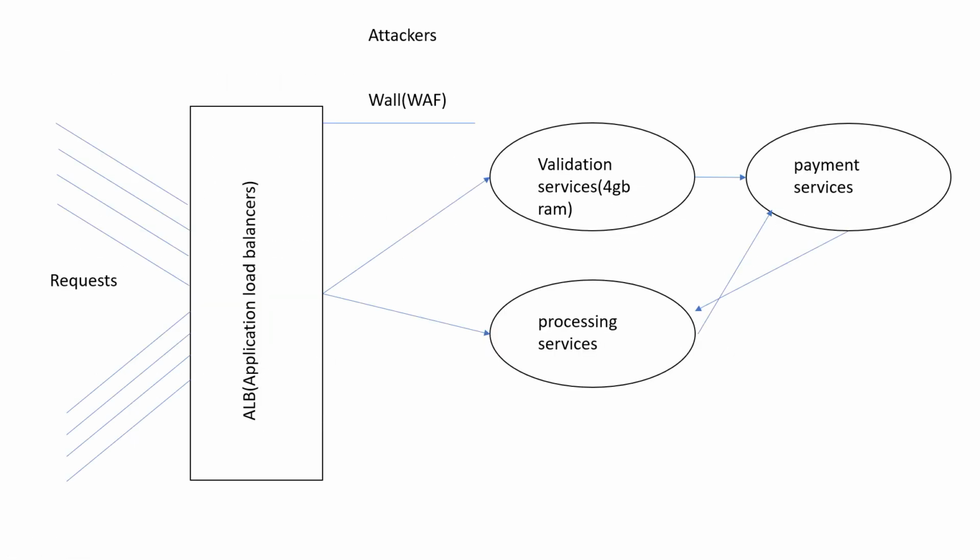Now let's see about the disadvantages or cons of microservices. I have created three services: validation service, payment service, and processing service. Every service will request each other to pass the data. Validation service will request the payment service, payment service will request the validation service and the processing service, and the processing service will also request the payment service. All this requesting is basically known as API proxy.